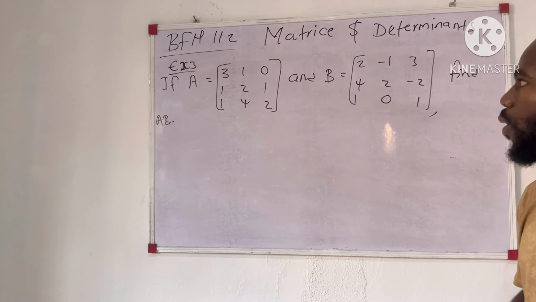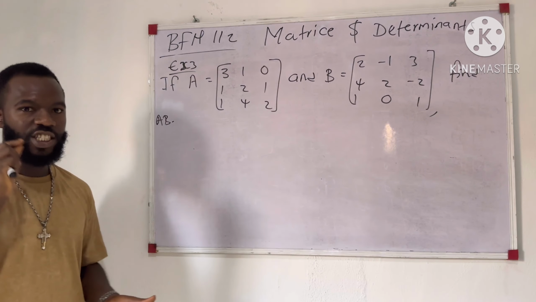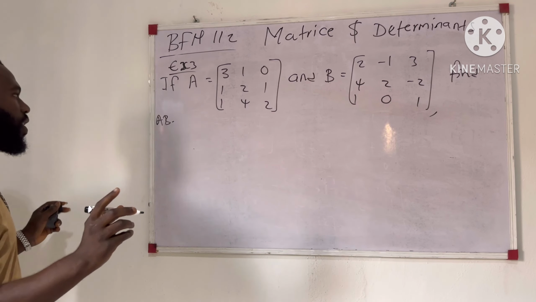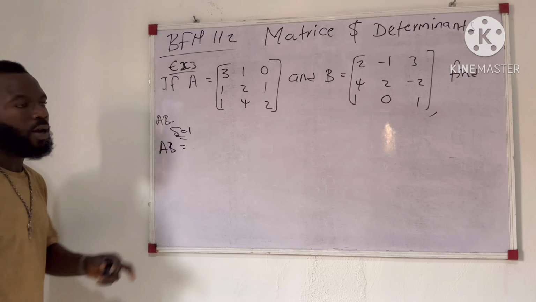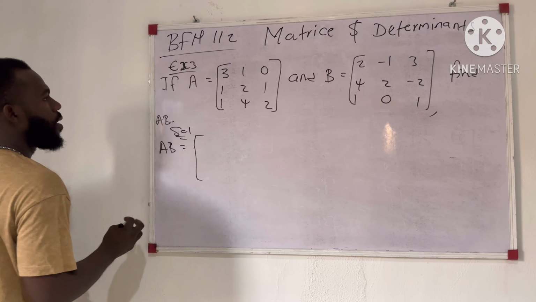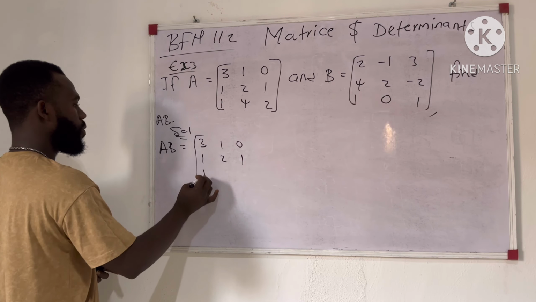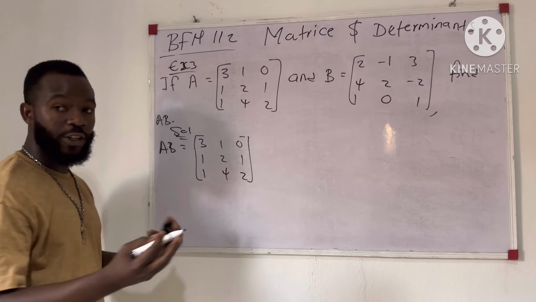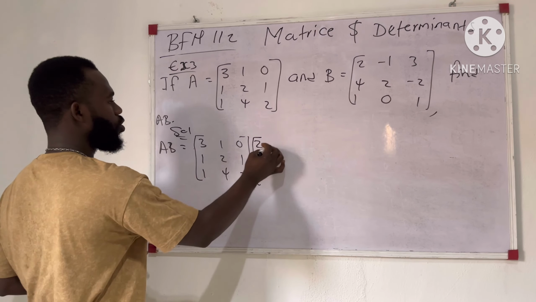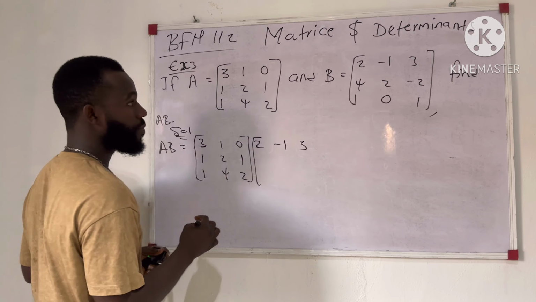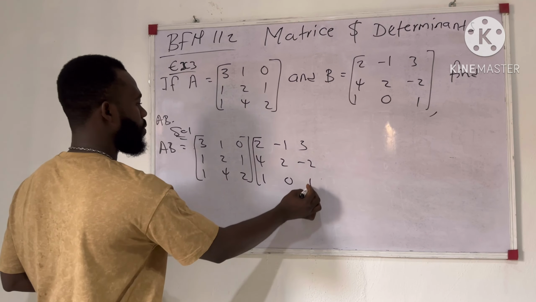But now we are working with a 3 by 3 matrix. It doesn't change anything, okay? So let's see what we can do now. Solution. Now AB becomes the matrix of A, 3, 1, 0, 1, 2, 1, 1, 4, 2. Like I said, no need for sign, no need for times, just put them close to each other. Matrix of B, 2, minus 1, 3, 4, 2, minus 2, 1, 0, 1.